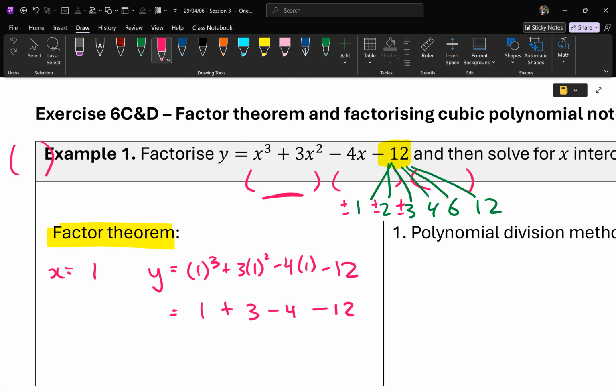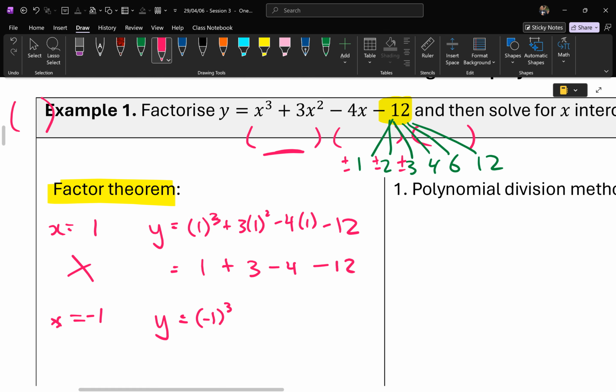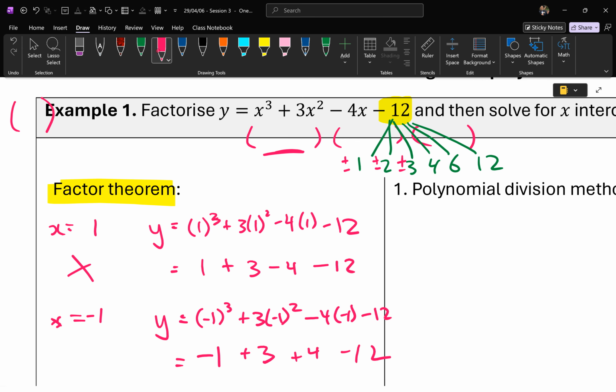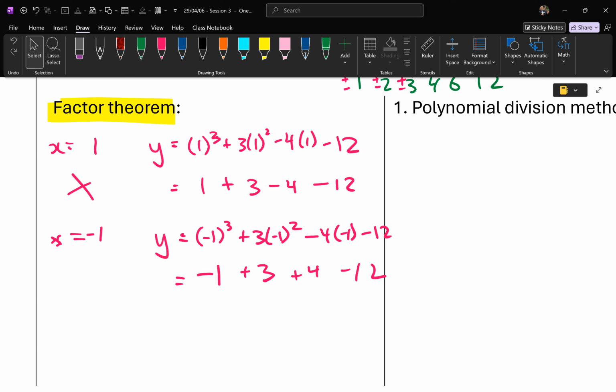x equals negative 1 then. What if I switched it around? If x equals negative 1, y now equals negative 1 cubed plus 3 times negative 1 squared minus 4 times negative 1 minus 12. Same thing again. Negative 1 cubed is negative 1. Negative 1 squared is positive, so positive 3. Negative 1 times negative 4 is positive 4. Oh, this is looking a bit closer. But 3 plus 4 is 7, and that's still negative 13. So 1 doesn't seem to work. But what we can see is this negative looks like a better contrast compared to a positive. So I might try negative 2 next.